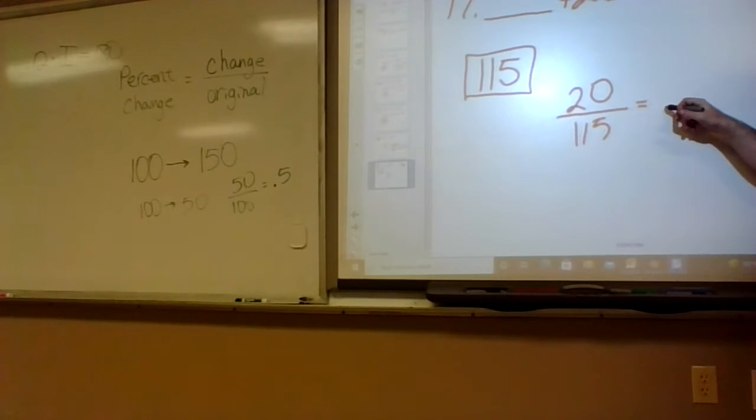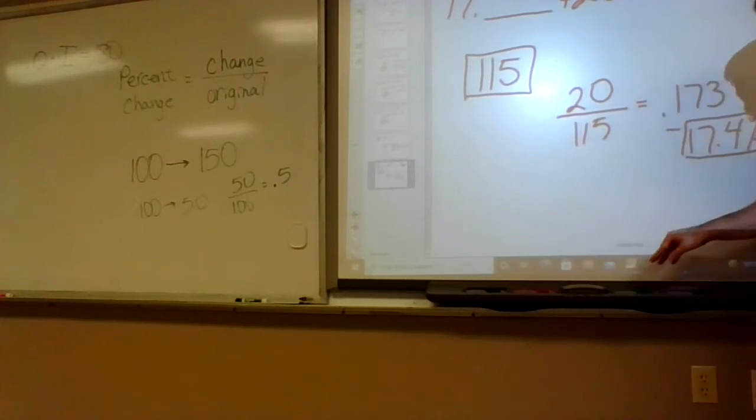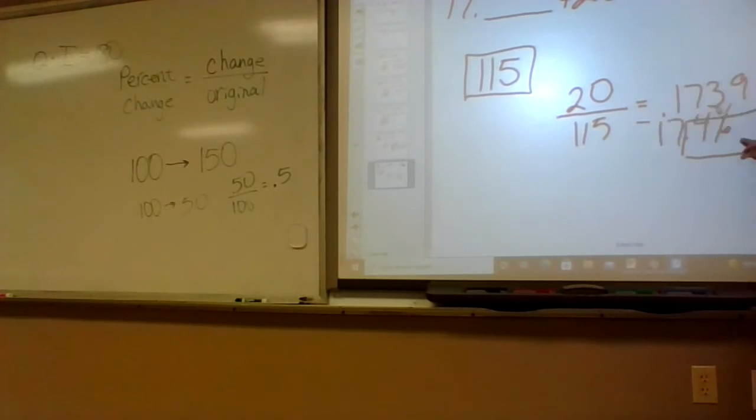Say again. 0.1739. Okay, and then what's that as a percent? 17.39, so 17.4. I might be a little meaner on this if you don't follow the directions on rounding. So let's do what the book tells us to on this one.